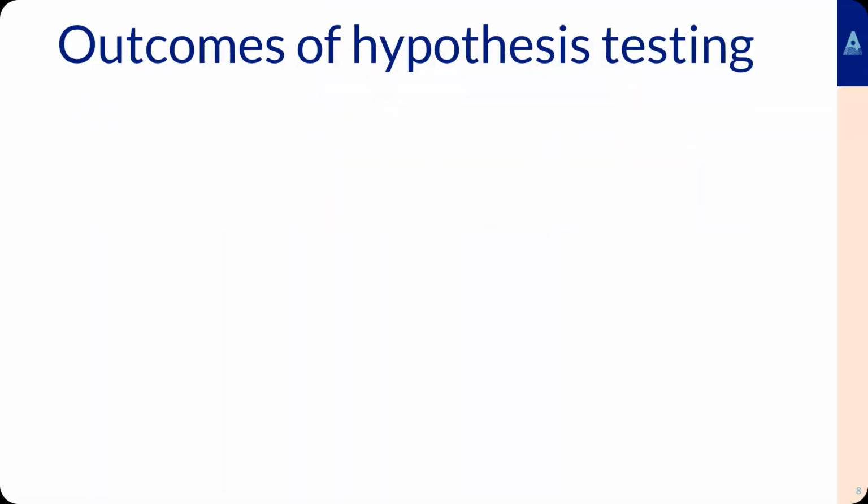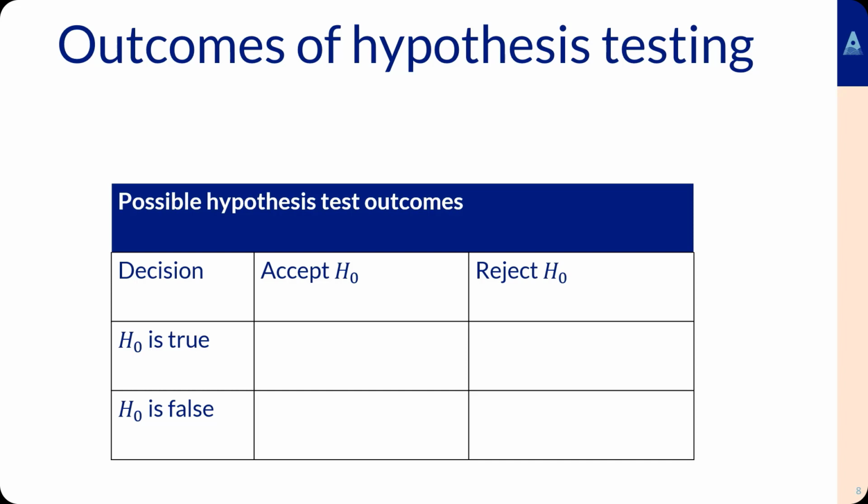Outcomes of hypothesis testing. There are actually 4 possible hypothesis test outcomes. The first 2 outcomes are that we get the hypothesis test correct without error. So in the top left-hand corner, we see where we accept a null hypothesis and the null hypothesis is true. That's correct. However, when the null hypothesis is false and we reject it, that's also correct.